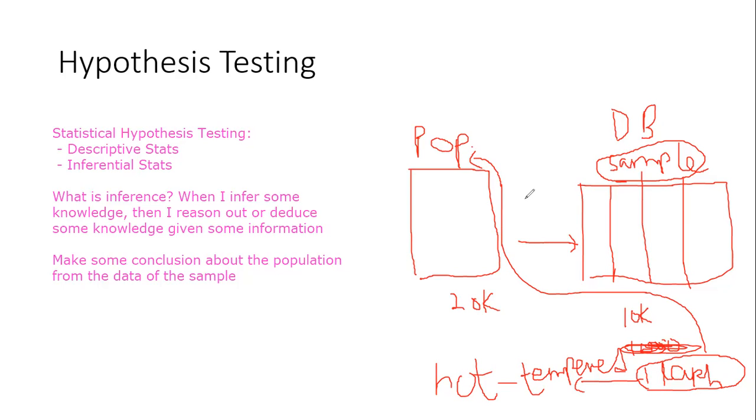Because we cannot make claims on the sample. A sample is just one sample. Tomorrow I can take another sample. Day after tomorrow I can take another sample. So that's not something which is reliable. But I want to be able to infer something about the population from the data given to me about the sample. So that's the thing that you need to keep in mind.